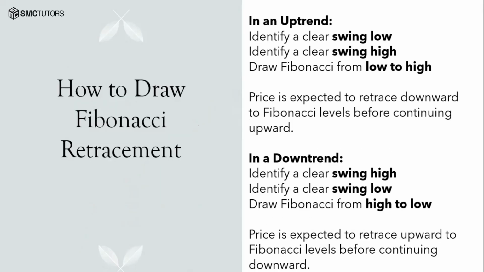How to draw Fibonacci? In an uptrend, you have to identify the swing high and your swing low, a clear identification of that swing high and swing low. And you don't just draw it like that. Once the market moves like this, giving us a break of structure to the upside, a BOS here, this low point here is your swing low, and this level here is your swing high.